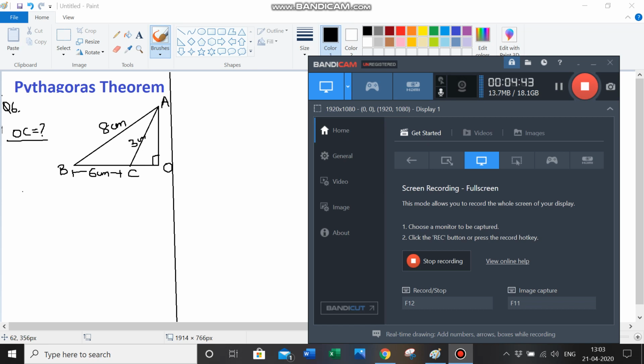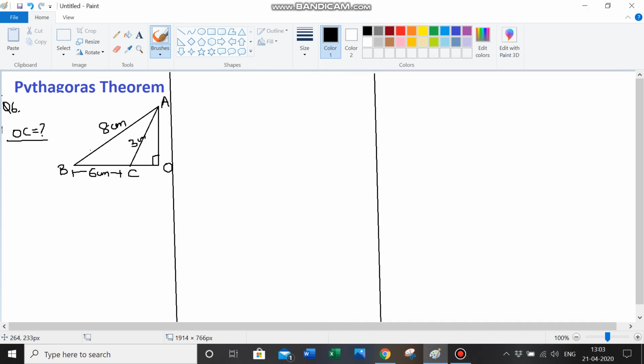So I made a rough diagram for question number 6. It says AB is 8, BC is 6, AC is 3. I need to calculate OC. So let OC equal to X centimeter, because everything is given in centimeter, and AO is equal to Y centimeter. So I see two right triangles, so let's apply Pythagoras theorem in both.